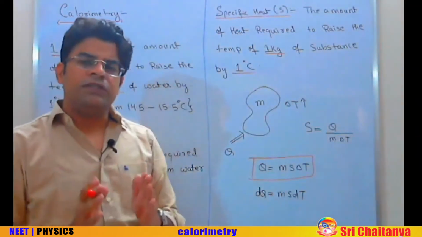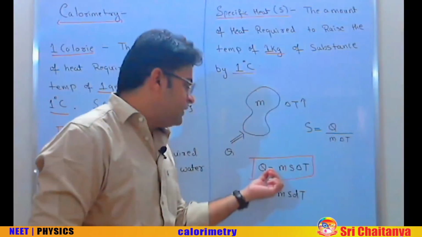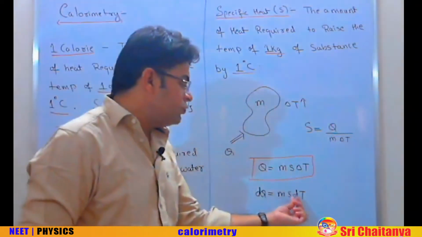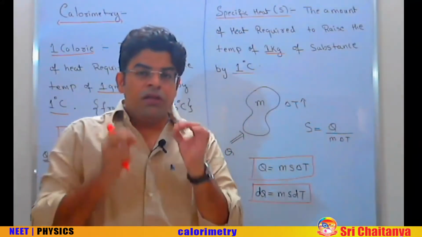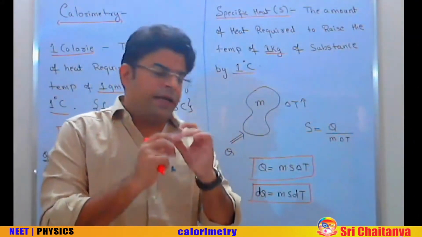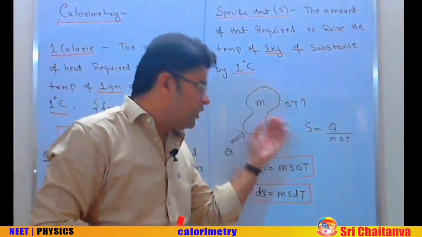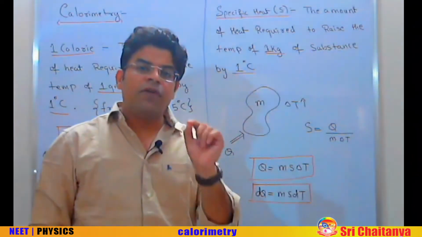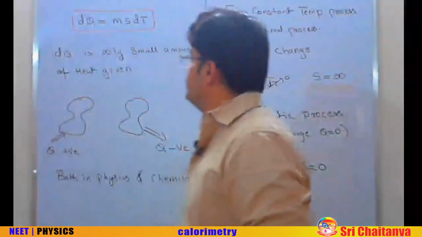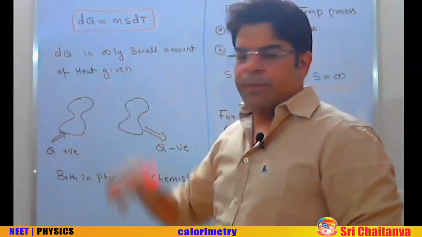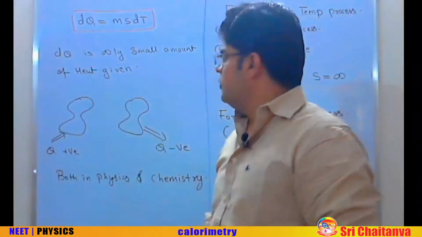But in the world of physics, we define everything in the differential format. So the differential format of the same equation is dQ equals m s dT. Understanding each term: dQ, the infinitely small amount of heat given; m, the mass of the body; s, the specific heat of the body; dT, the infinitely small rise in temperature of the body. So dQ equals m s dT. This is the differential equation of calorimetry.